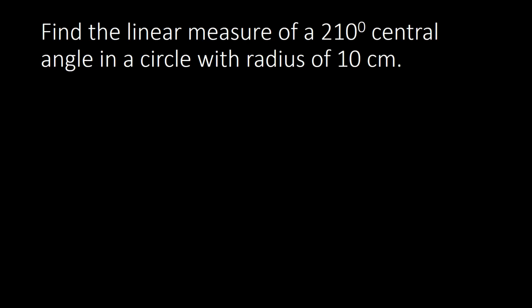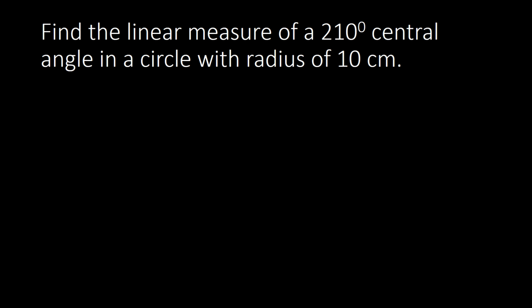Join me for another topic, and this time we're going to talk about linear and angular measure. Linear measure refers to the measurement of the arc length, while angular measure refers to the measurement of an angle subtended by the arc. Let us find the linear measure of a 210 degrees central angle in a circle with the radius of 10 cm.